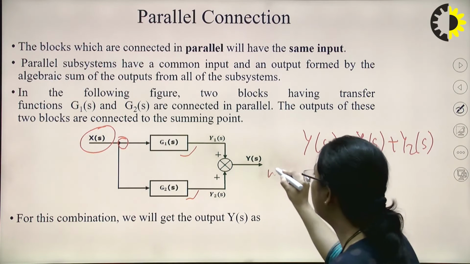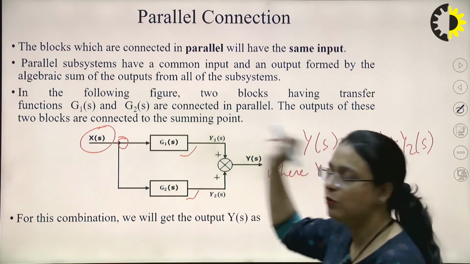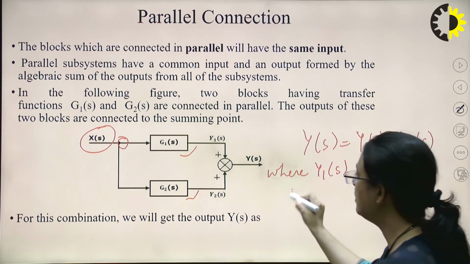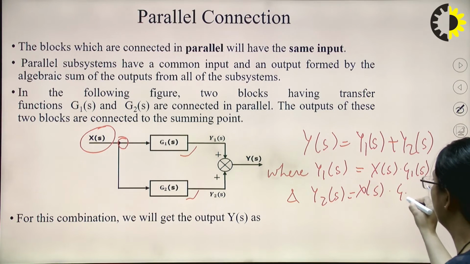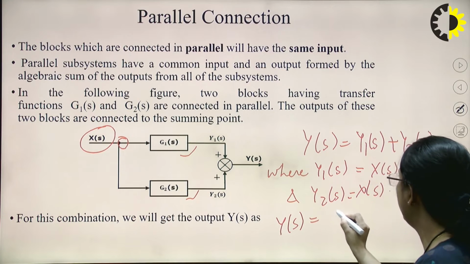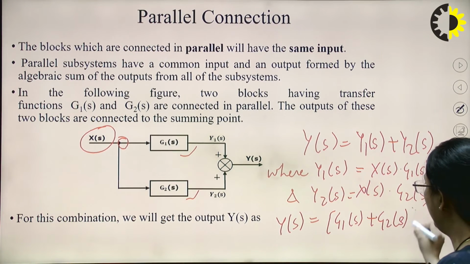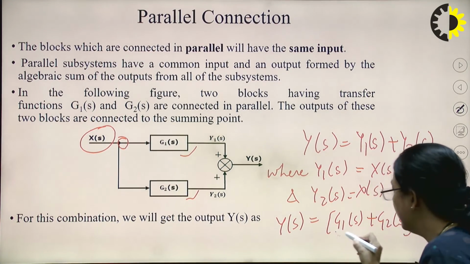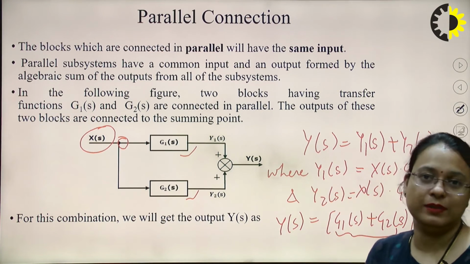Where Y1(s) is equal to X(s) into G1(s), and Y2(s) will be equal to X(s) into G2(s), right? So Y(s) will be equal to, we can write, (G1(s) + G2(s)) into X(s). From here you can conclude that the output will be the addition of the blocks, right?